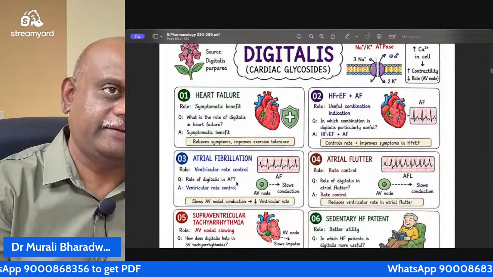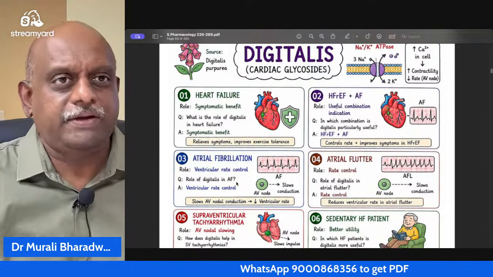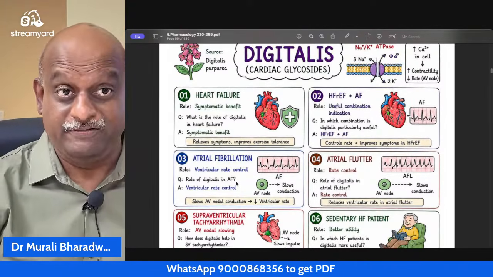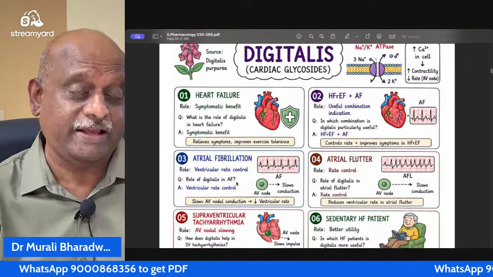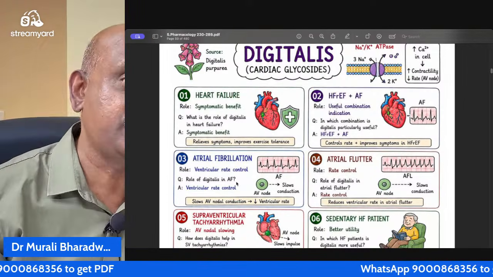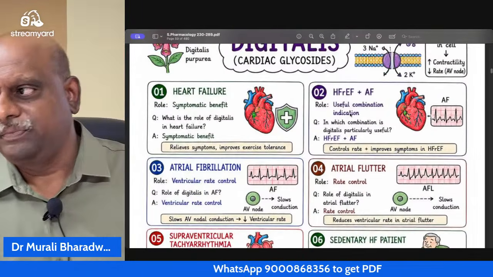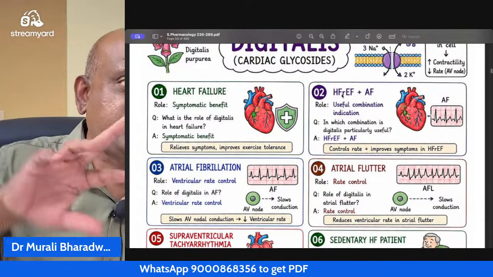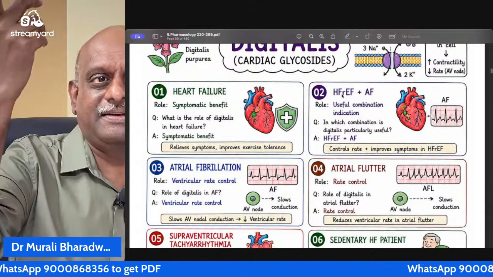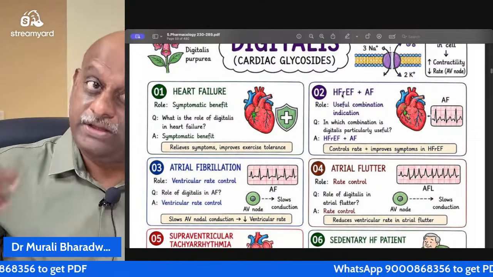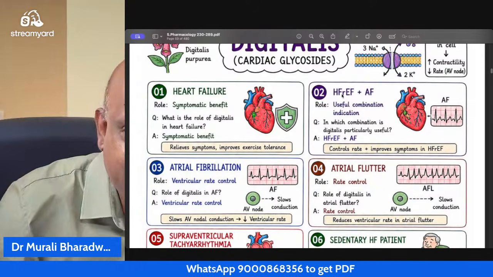Now, where do we use digitalis? Heart failure. Whenever there is a patient with heart failure, symptomatic benefit will be there. They can sit better, they can stand better, they can walk better because of the improved inotropic state caused by digitalis. Heart failure with reduced ejection fraction is called systolic failure. In heart failure with preserved ejection fraction, the ejection fraction is preserved. That is called diastolic heart failure. Two types of heart failure.